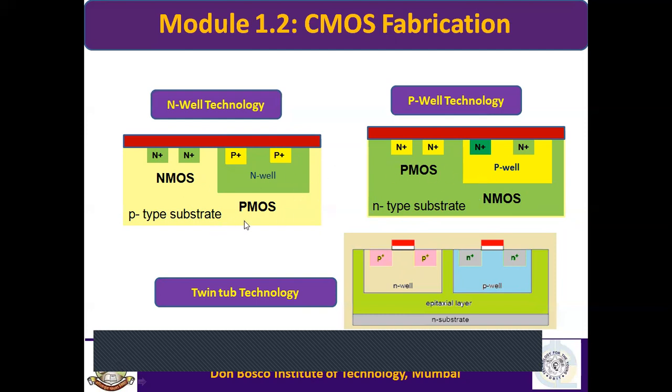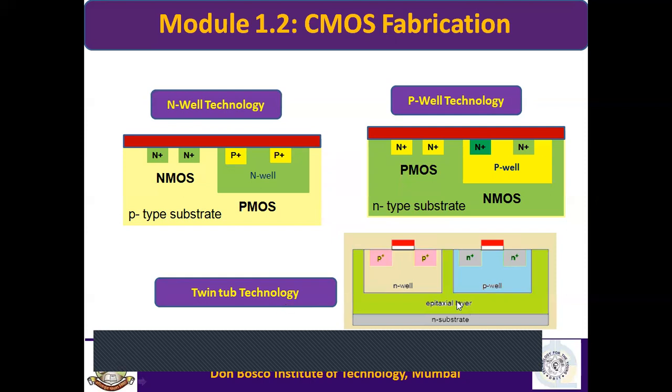Here we start with a P-type substrate. Here we start with an N-type substrate. If you forget the PMOS here, this is the NMOS transistor. If you forget this one, here it is the PMOS transistor. So this is N-well technology. This is P-well technology. But what is meant by twin tub technology?